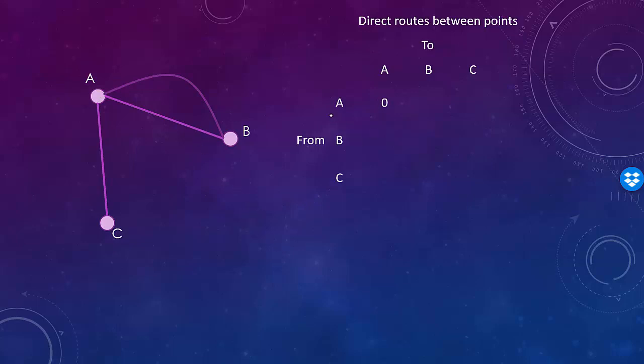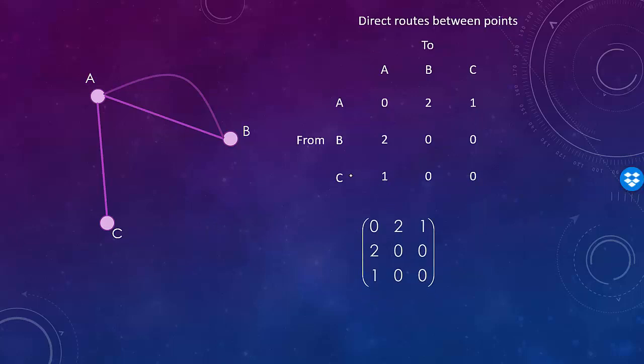From A to B, I can see two routes. From A to C, I can see one route. From B to A, we have two routes. B to B has 0. B to C also has 0 routes. C to A is one route. C directly to B, there's no route. And C to C, there's also no route.